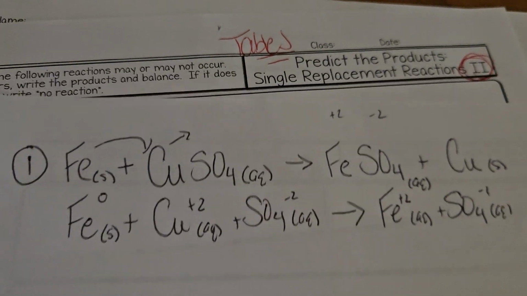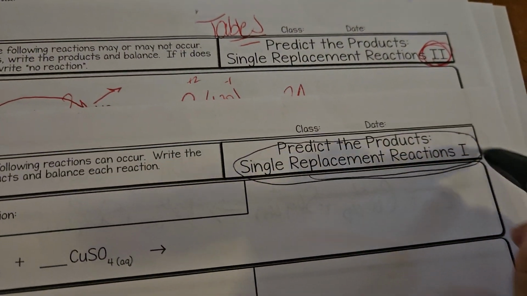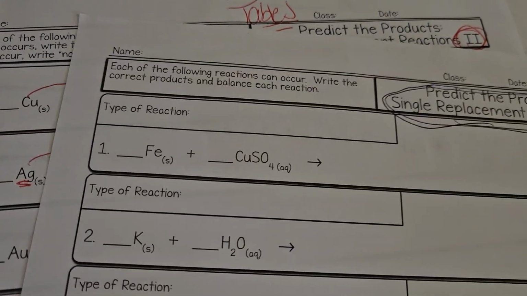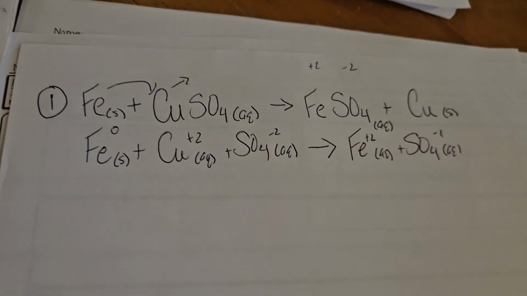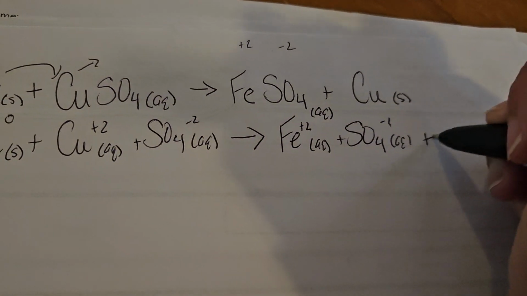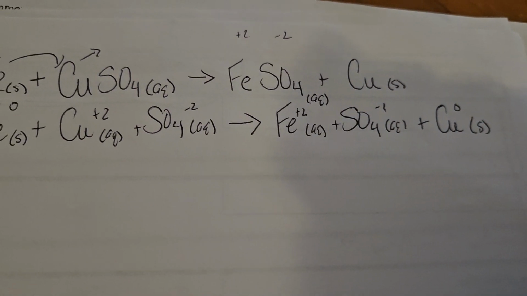So, sorry, I should backtrack. This is number 1 from single replacement reactions 1. Sorry, I forgot to say that. So I'm just writing these on the back because it's easier for me to do. All right, and then we have copper, and copper is a solid, so it just has a 0 charge.